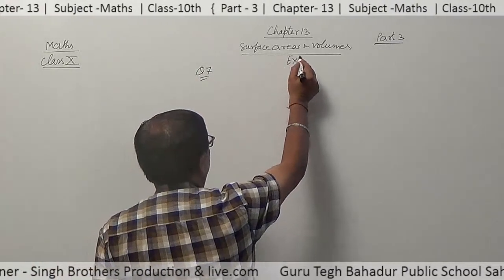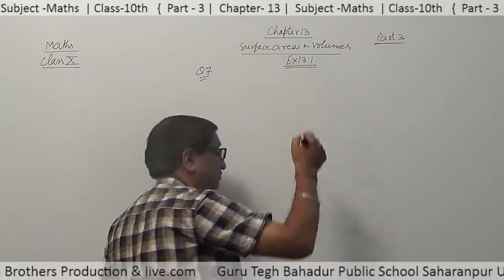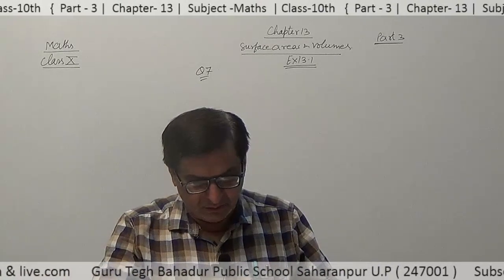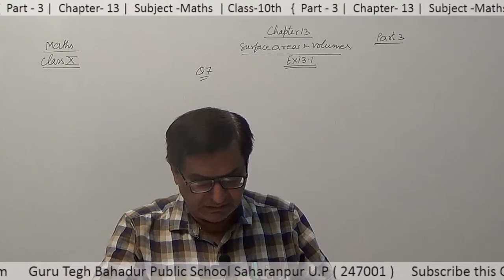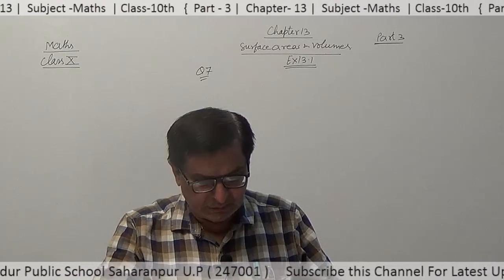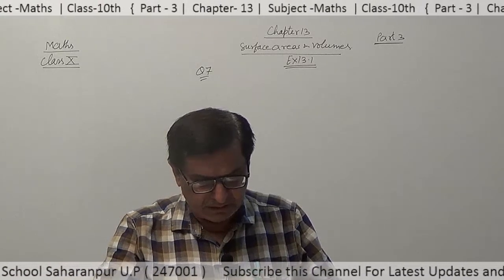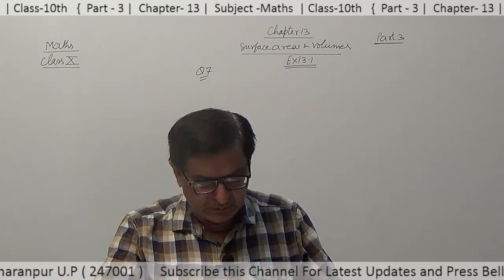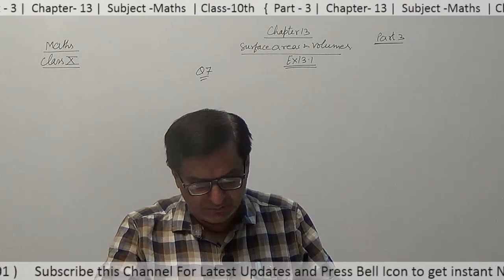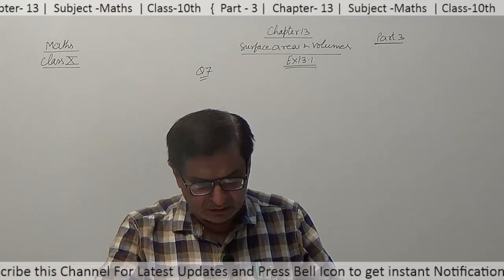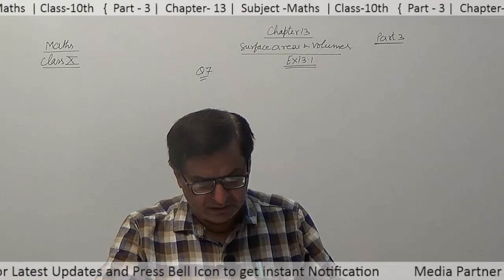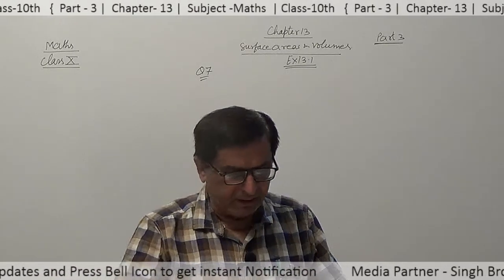Exercise 13.1. A tent in the shape of a cylinder surmounted by a conical top. Height and diameter of the cylindrical part are 2.1 and 4. Slant height of the top is 2.8. Find the area of canvas used for making the tent and also find the cost of canvas of the tent at the rate of rupees 500 per meter square.